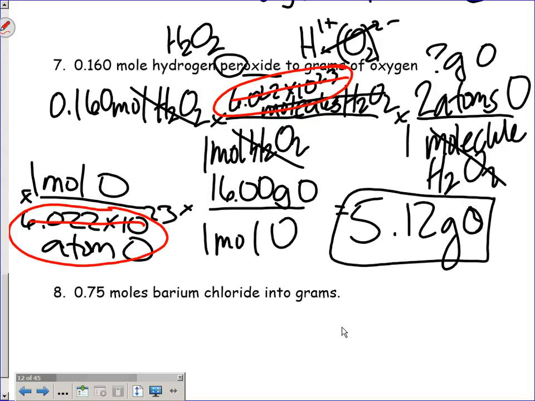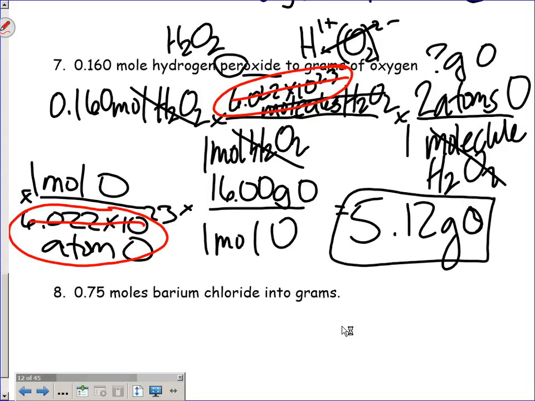0.16 times 2 times 16. All right, so that in your calculator would be 5.12. So what we really did should be 5.12. Is that right? Okay, I hope so. My calculator fingers are sometimes better fingers.